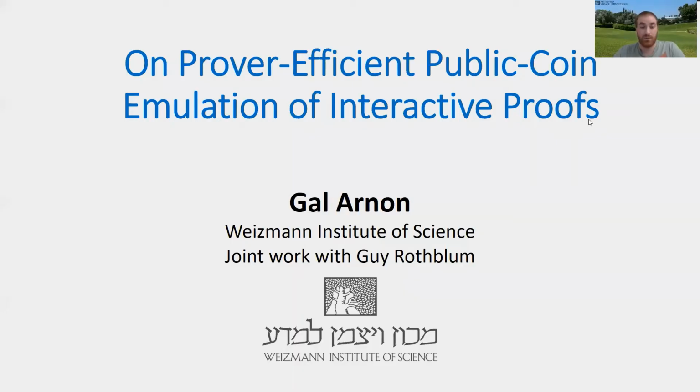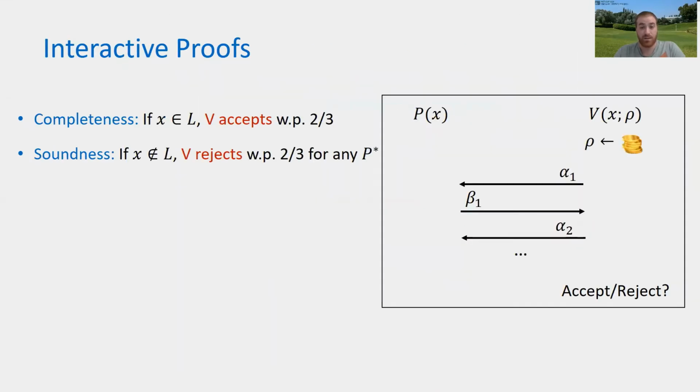Hi everyone, I'll be talking about prover-efficient public coin emulation of interactive proofs, and this is joint work with Guy Rothblum. An interactive proof is a protocol between a prover and a verifier, where the prover is unbounded and the verifier is computationally bounded. The prover is trying to convince the verifier that some instance X is in a language.